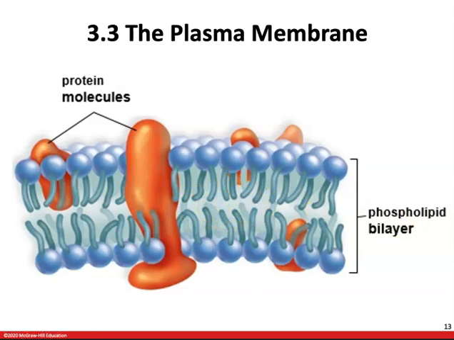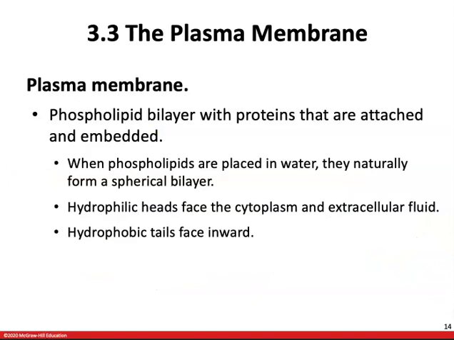So that's how those membranes are going to orient themselves. So the plasma membrane, that phospholipid bilayer with proteins, they're going to be attached and embedded within that phospholipid bilayer. And like I said, when those phospholipids are placed in water, they form a spherical bilayer. They're going to form that circular shape that gives the cell its characteristic circular appearance.